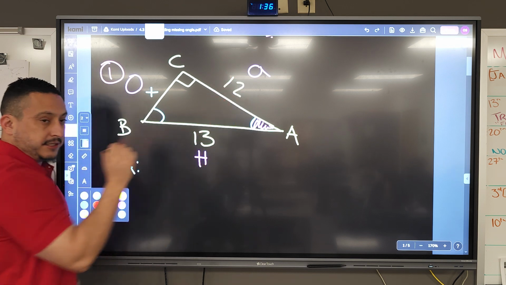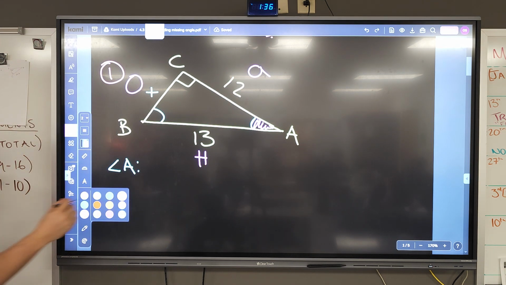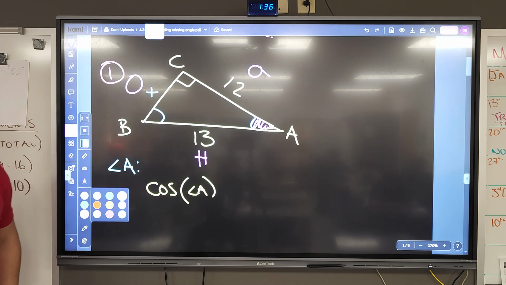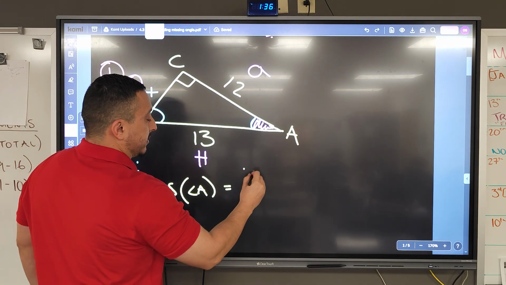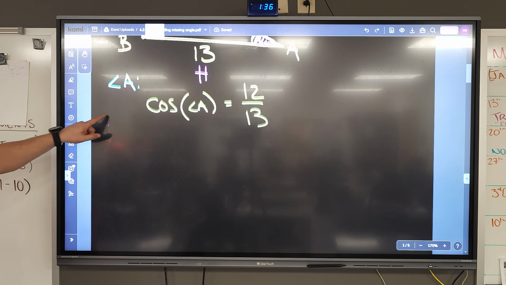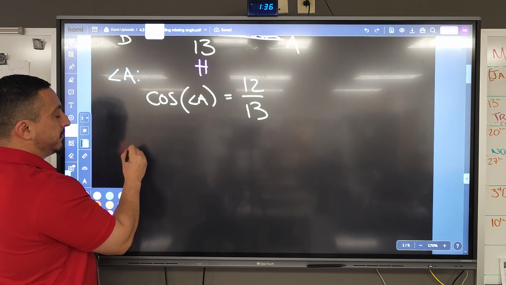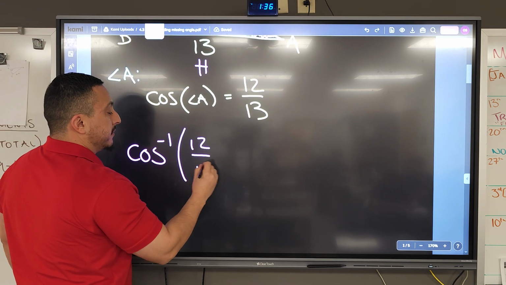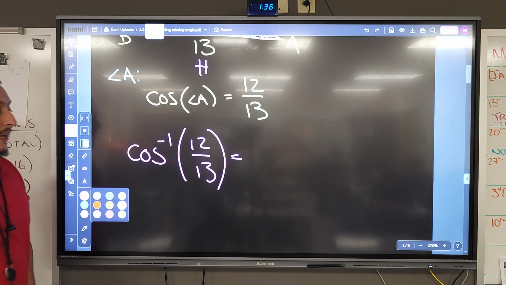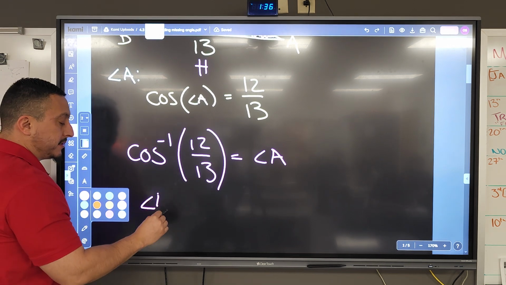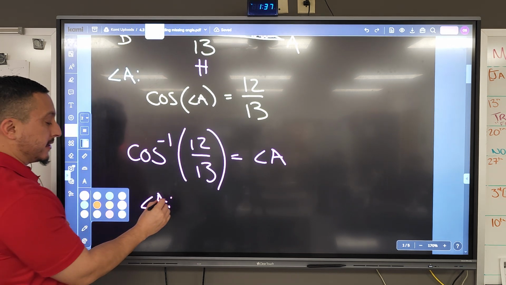So that's A-H, that's a cosine problem, right? So I'm going to do cosine of angle A, or theta, whatever you called it, equals adjacent over hypotenuse. Okay, and this is what you learned yesterday. So if you were absent yesterday, when you're looking for the angle, you do the inverse. That switches the angle in and the side. So you do the inverse cosine of 12/13 equals, and that will give you angle A.